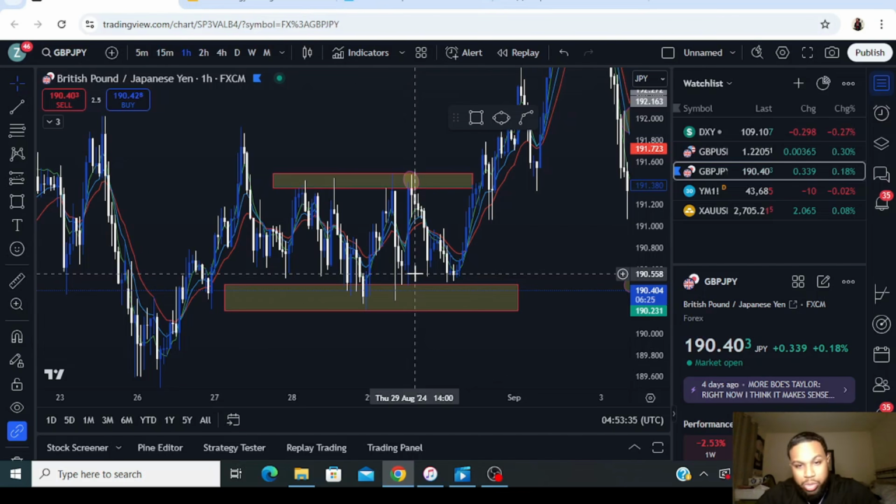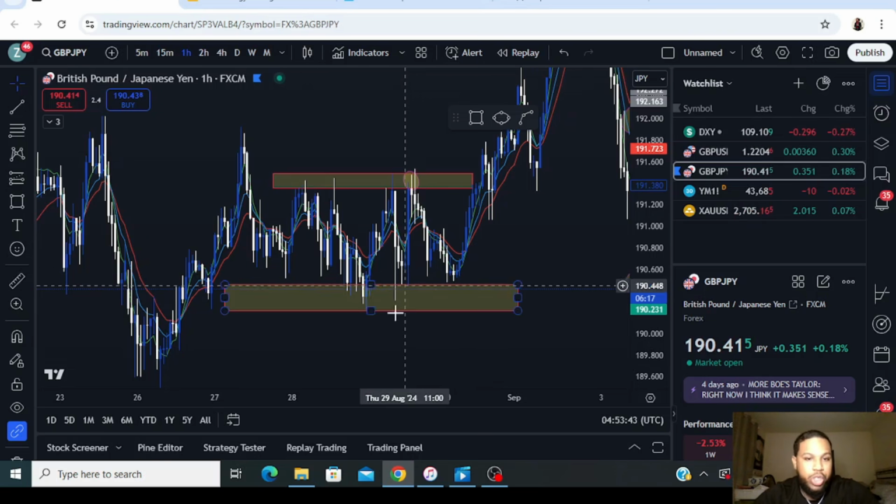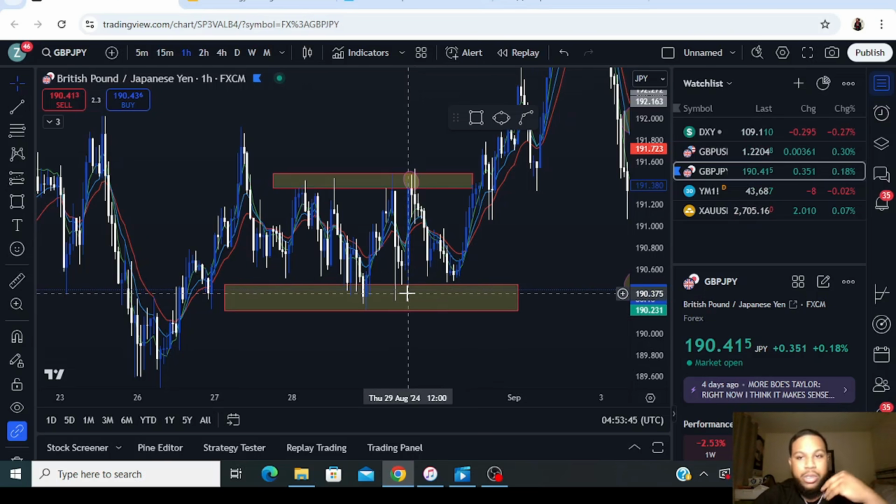If you have a zone and price is showing rejection, I'm looking to trade it, right? I still need one more confirmation, which is step 3, but rejection is a very, very good thing. It's increasing the likeliness and the strength of the trade.